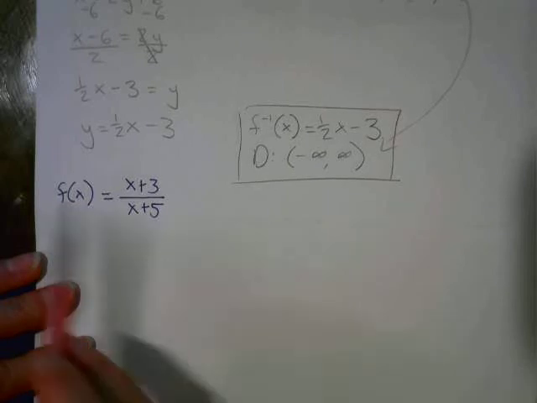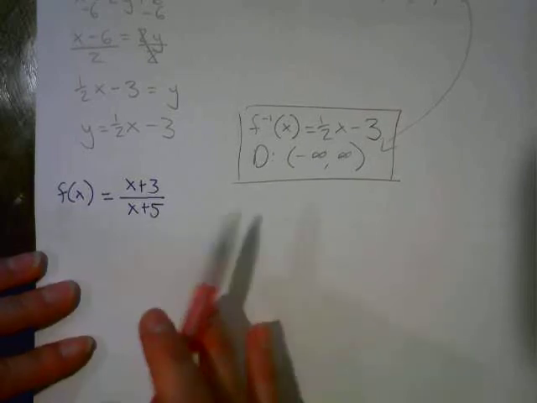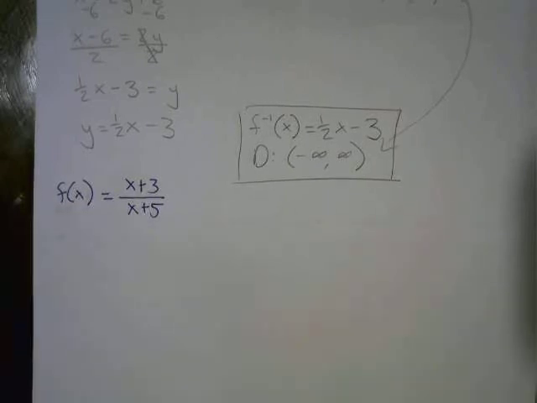Okay, let's take a look at this second example. Now we've got f of x equals x plus 3 over x plus 5. So a little bit different. Again, let's start by just making sure that our function is one-to-one and that it even has an inverse function.